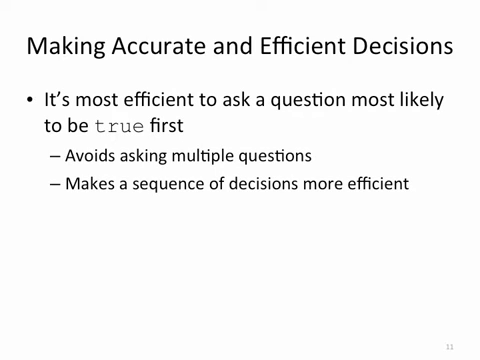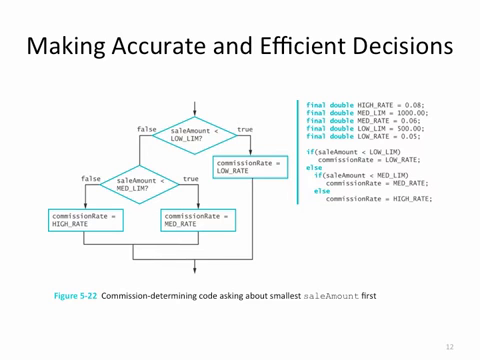It's most efficient to ask the question most likely to be true first. You want to minimize the number of times you ask a computer to figure something out, the number of times you ask a computer to make a decision. Because every time it makes a decision, it's got to stop and think about it. I'm exaggerating a little bit. Decisions happen very, very quickly inside a computer, but we do want to write the most efficient code possible, and we do want to minimize the number of decisions we ask the computer to make.